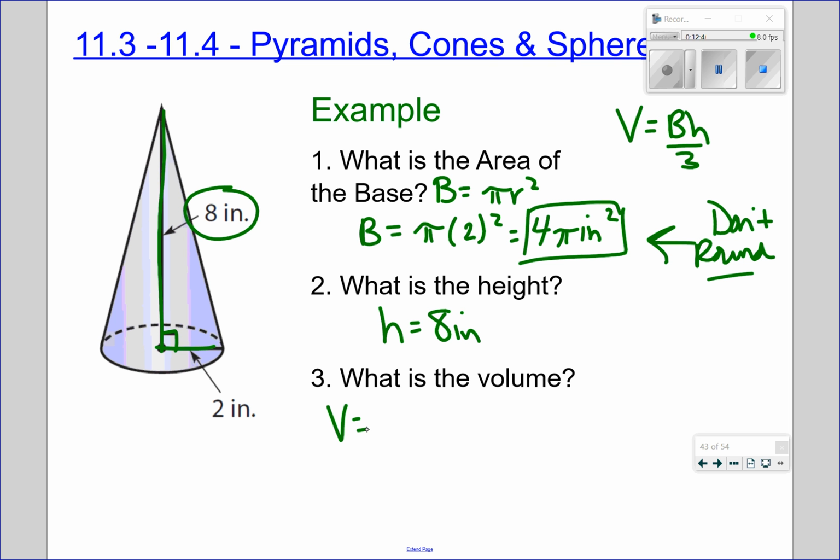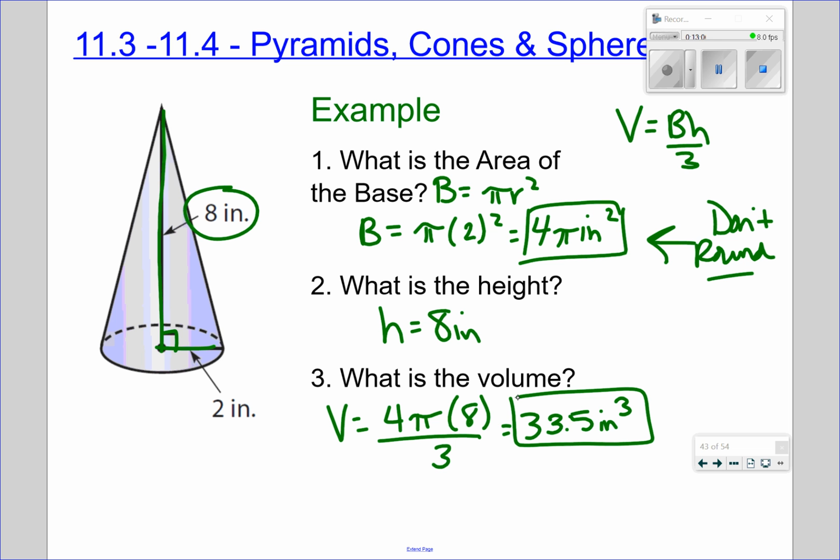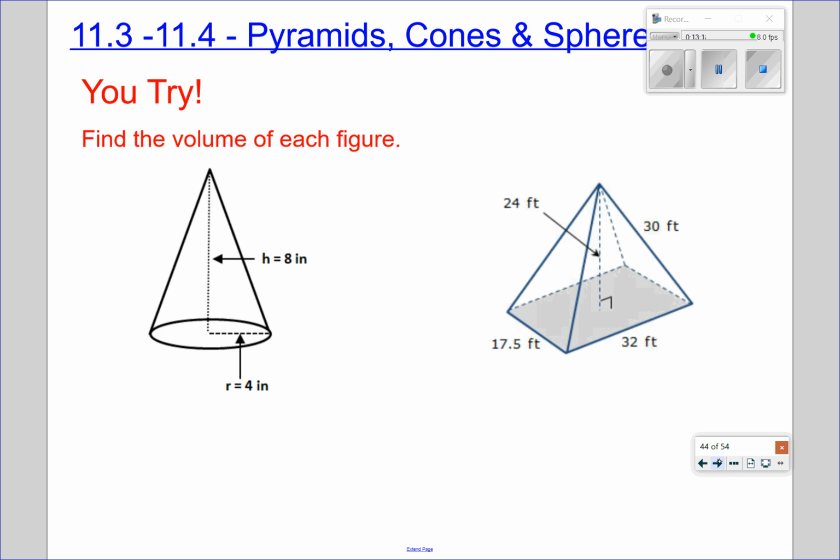So our whole volume would be area of the base, 4 pi, times the height, all divided by 3. When you substitute that into your calculator, you should get 33.5, and this would be cubic inches. Make sure you are able to do that. I would suggest always using the pi button here, unless your problem specifically says use 3.14. That pi button is going to give you the most exact answer. Okay, pause your video, take a few moments, and try these ones.